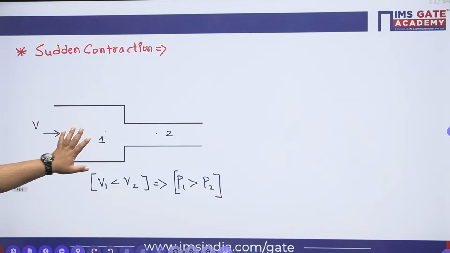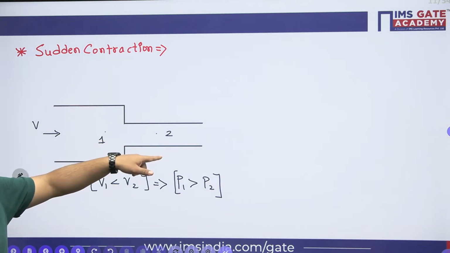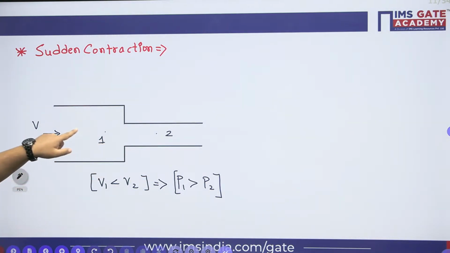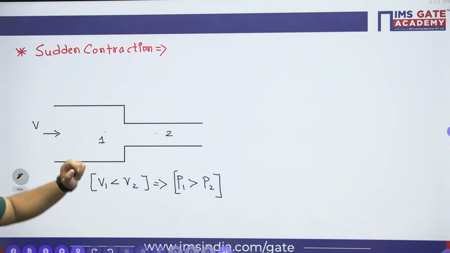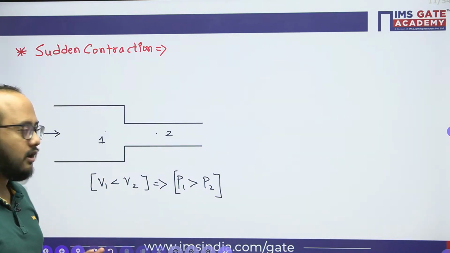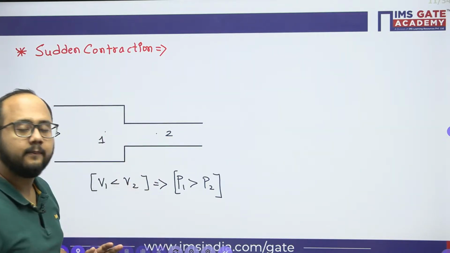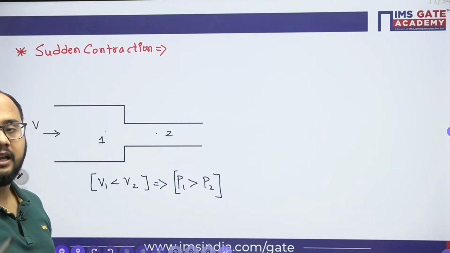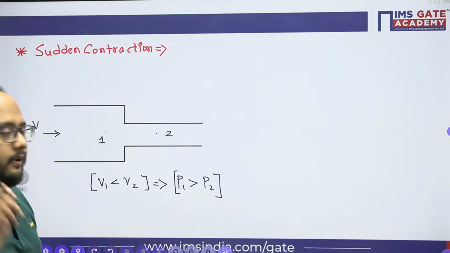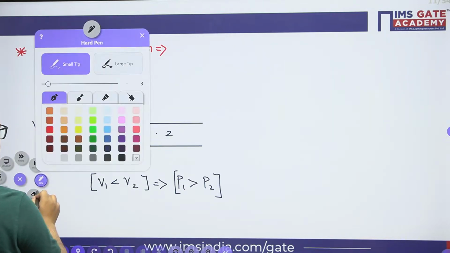So velocity will be more at point 2, but the pressure will be less. Here velocity is less, but the pressure is more. Now, what is happening when we move from 1 to 2? Pressure decreases, and if pressure decreases, HGL will drop here. Now see how it will be. I will draw the HGL and TL here.